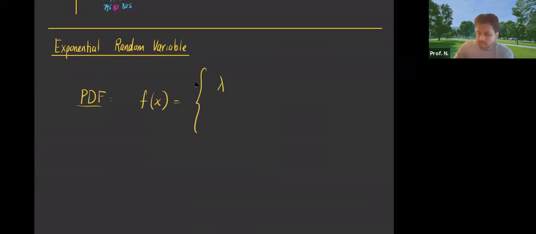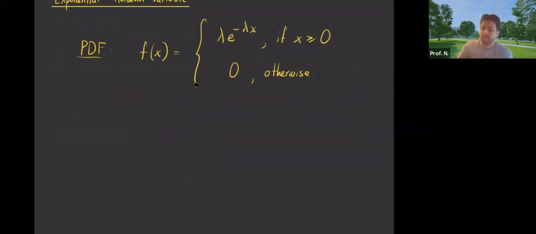It's again with this lambda business. So f(x) equals lambda e to the negative lambda x if x is greater than or equal to 0, and it's 0 otherwise. Okay, that's the PDF. What's the CDF?